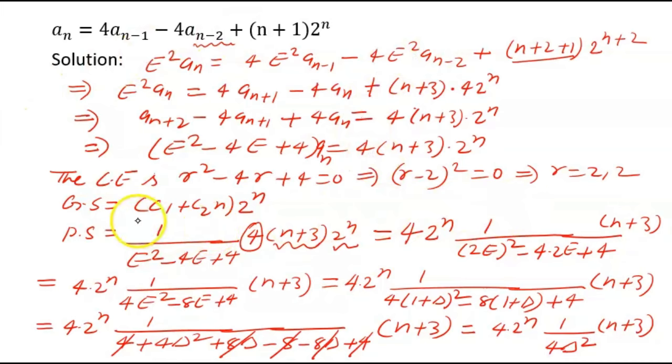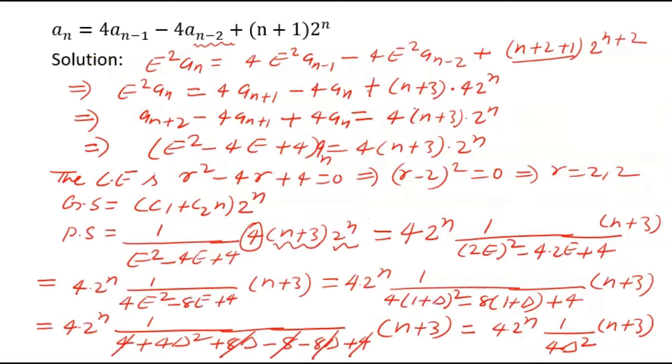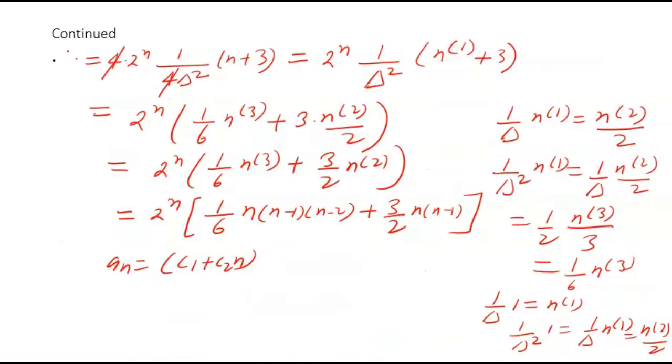What was the general solution? It was C1 plus C2 n, times 2 to the power n. So a_n will be equal to C1 plus C2 n, times 2 to the power n, plus this part. I hope you can copy this part over here. So that will be the answer, right? I hope you are getting the things. This is what I wanted to discuss.